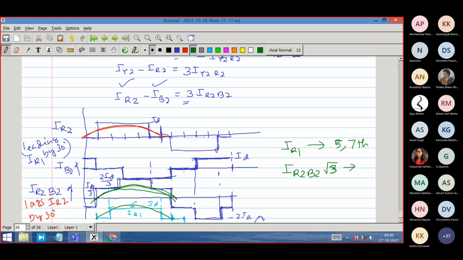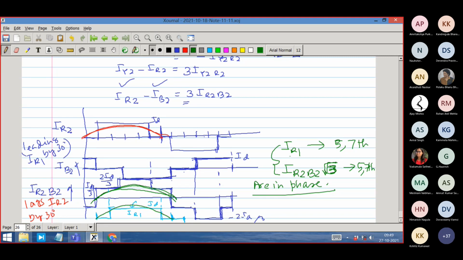Because there is a scaling, because there is a turns ratio. This is fifth and seventh. N doesn't matter, both of them is N. It is just going there. What we have to compare is magnitude wise. I have proved that they are in phase. IR1 and IR2B2 are in phase. We have proved that. Their magnitude is scaled in this manner.